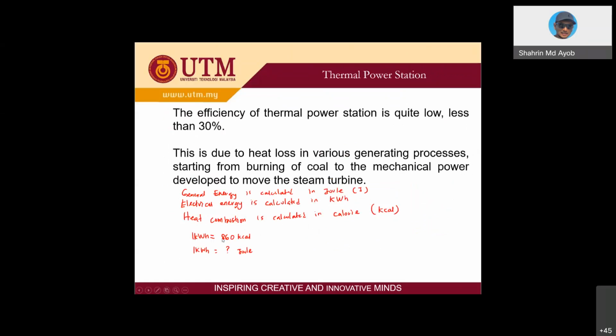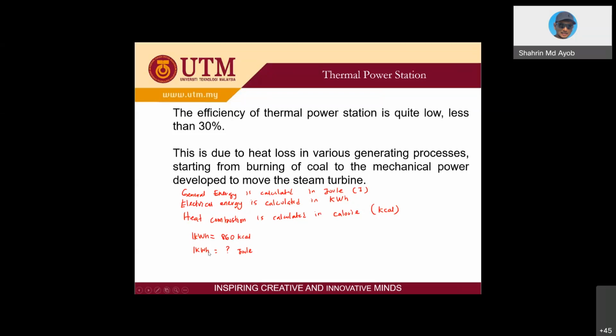For example, here in my notes I have highlighted 1 kilowatt hour is equal to 860 calories. Okay, this one is calories. In general, energy is calculated as joule, and because we have a lot of energy types. For electrical energy, usually we measure our energy in the unit of kilowatt hour. But for heat combustion, for example coal and so on, the energy is calculated in terms of the calorie, because it burns the coal. So it measures the energy in the unit of calorie or kcal. So 860 calories is equivalent to 1 kilowatt hour of electrical energy.